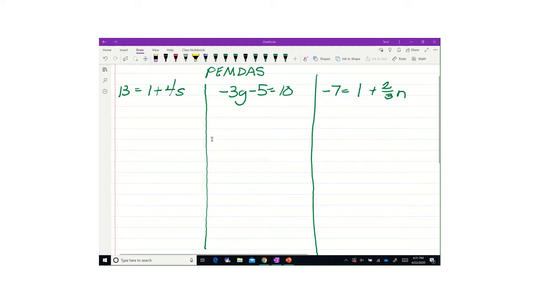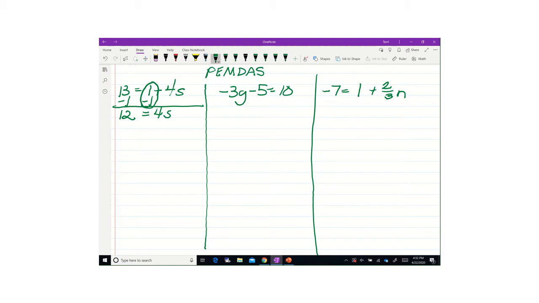So let's take a look at a problem here. 13 equals 1 plus 4s. So if I'm going to start with my adding and subtracting, I'm going to notice that on the side with the variable, I have a positive 1 here. The opposite of a positive 1 is a negative 1, so I am going to subtract a 1 from both sides of the equation. Take a 1 away, is a 0, so all I have left on this side is 4s. 13 minus 1 is 12, so now my new equation reads 12 equals 4s.